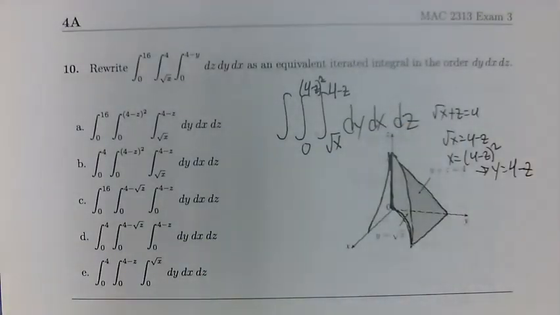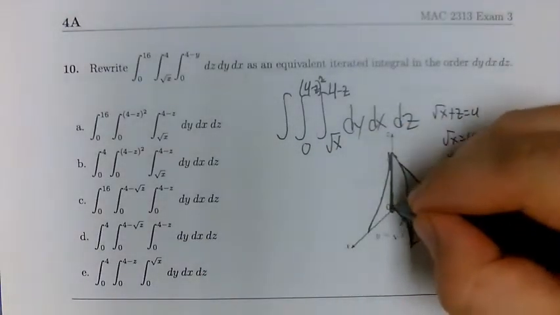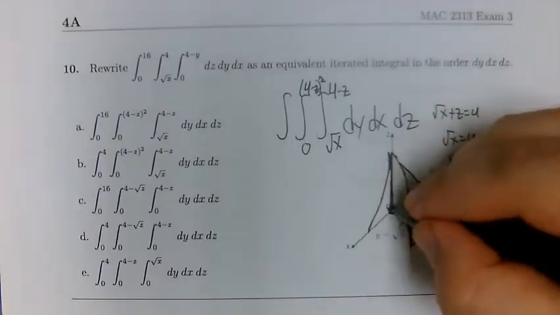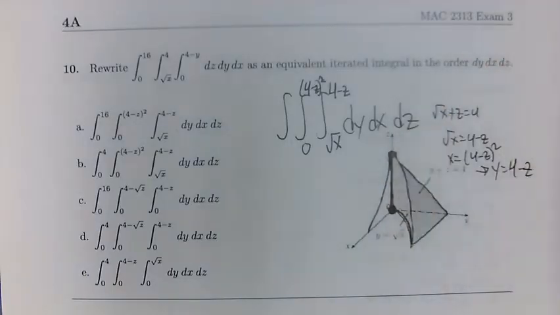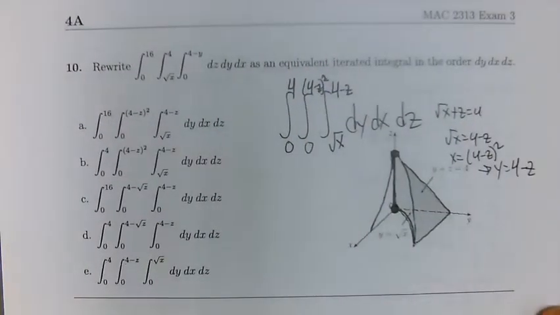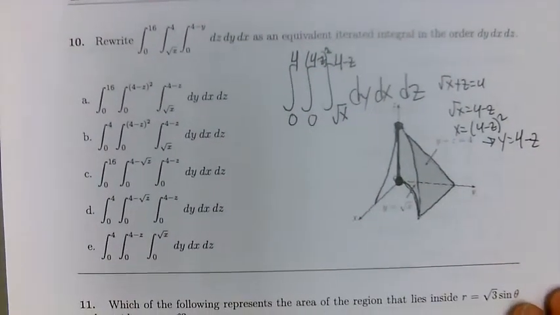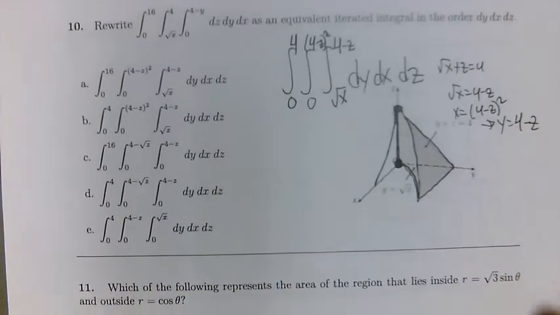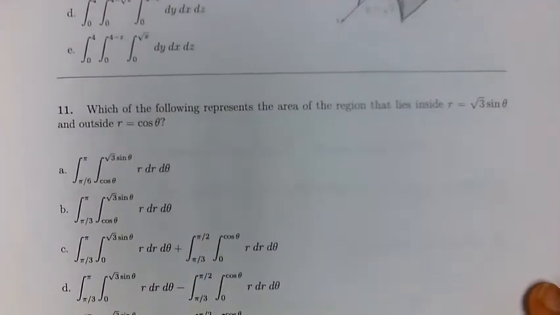All right, finally, we need to do dz, and that's just between two points. So we have 0 here, and then this is the point 4 right there. So there we go. We were able to successfully change this integral to be in this order here. All right, the next problem.